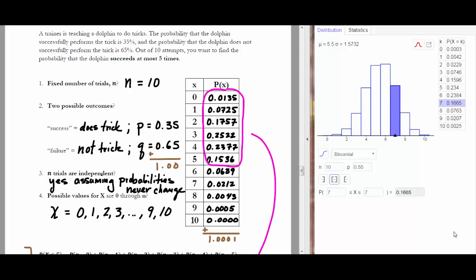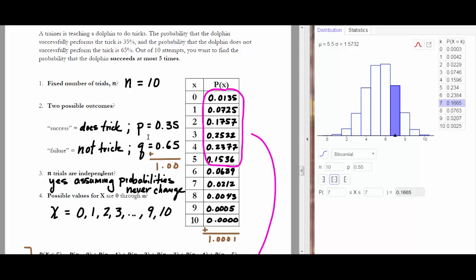Do you want to find the probability that the dolphin succeeds at most 5 times? Okay, just verifying this is a binomial experiment here for part 1, number of fixed trials n. In this case, there's the 10 attempts. Are there 2 possible outcomes for each attempt? Absolutely. Here, the success is doing the trick, and deemed as failure is not doing the trick.